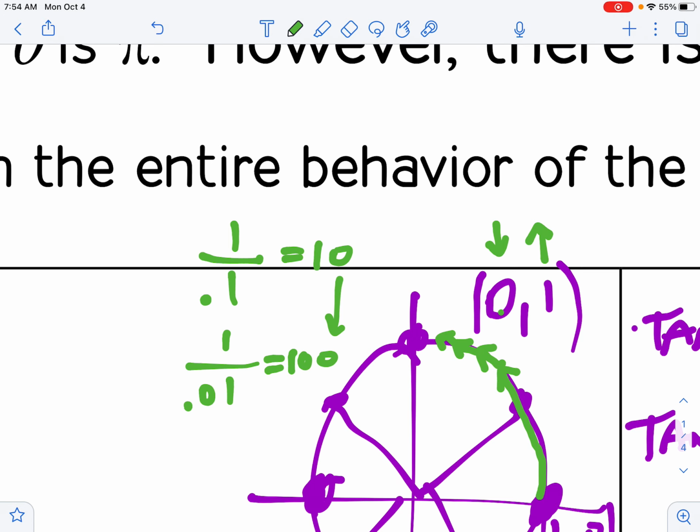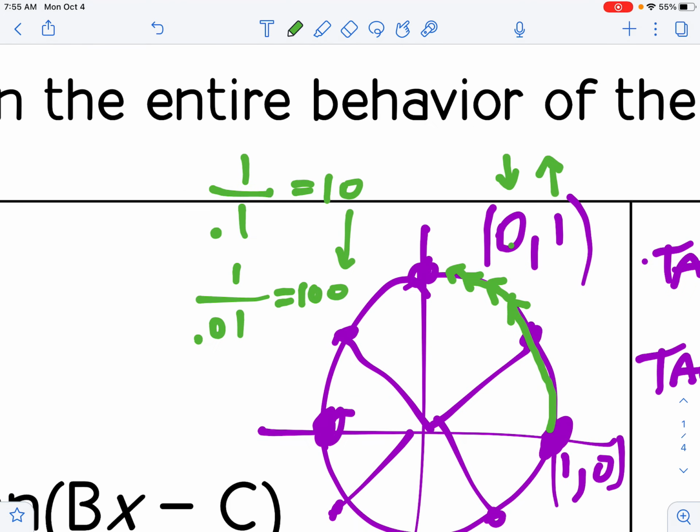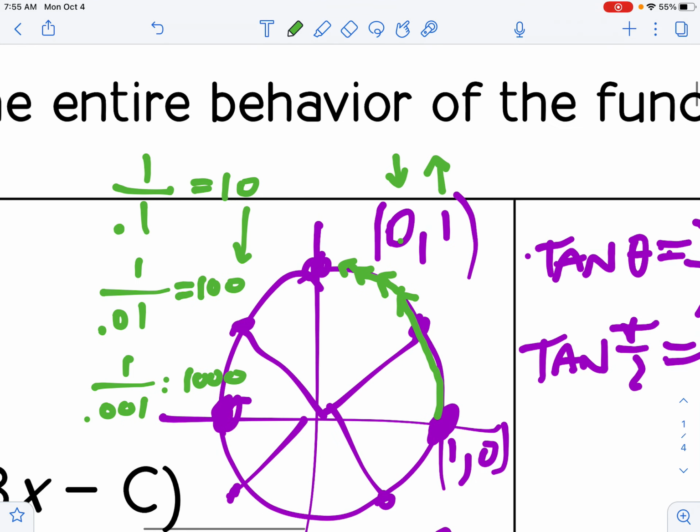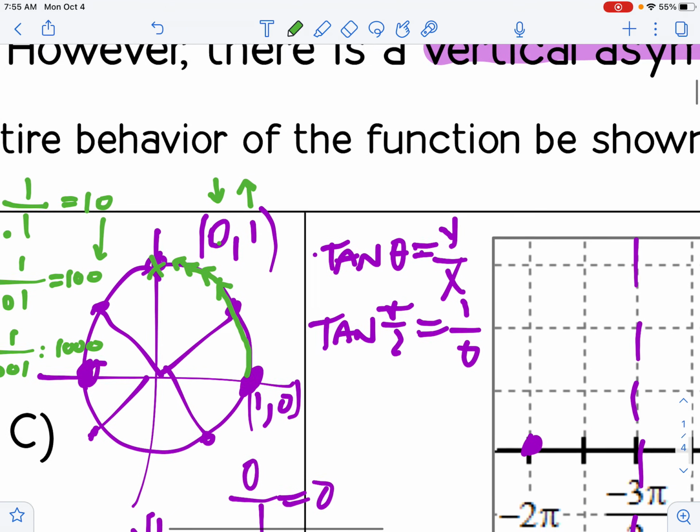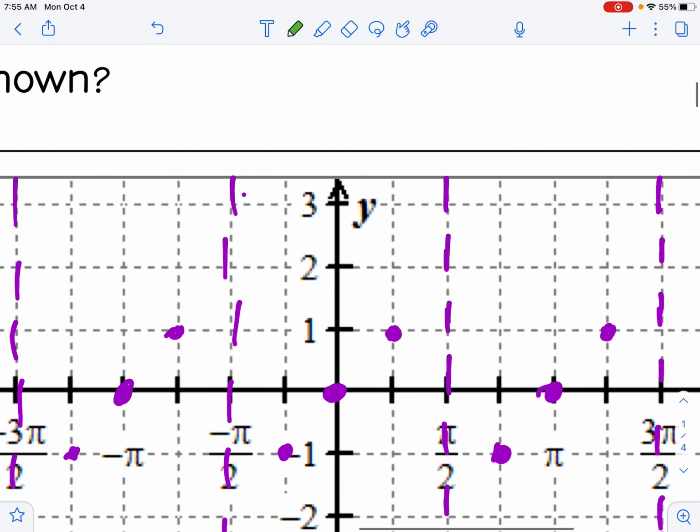Ooh, that's getting really big, right? So the result keeps getting bigger. I bet you can't guess what 1 divided by 0.001 is, right? 1,000. Okay, so as we get closer to that place on the graph, that's undefined, our results are getting really, really big, right?